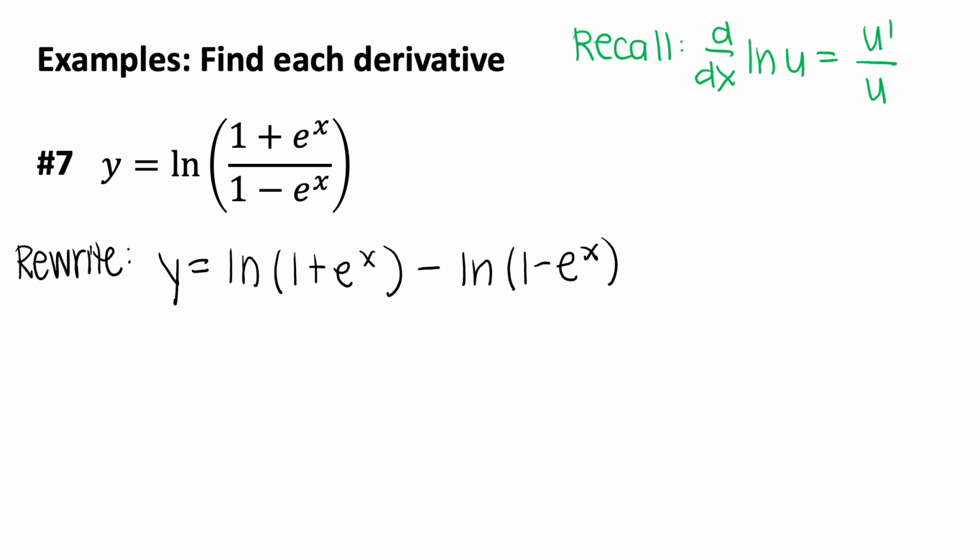So taking our derivative, dy dx, for our first term, the natural log of 1 plus e to the x, our u would be 1 plus e to the x, and then our u prime, the derivative of 1 would just be 0.